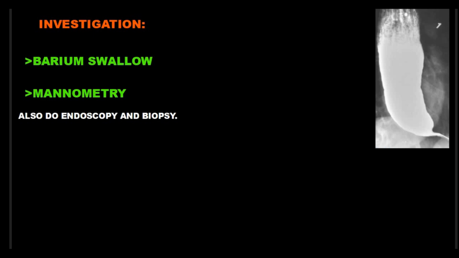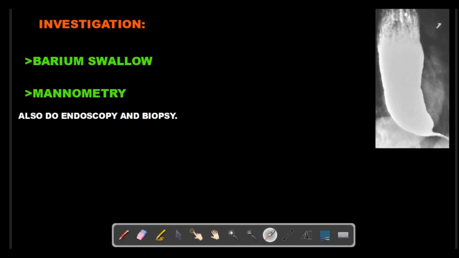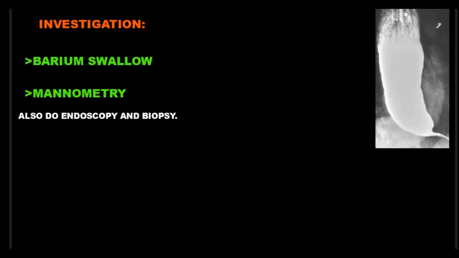Investigations. We can get a differential with the help of a barium swallow. We can see a bird's beak appearance in the barium swallow, as depicted in this X-ray right here. We can confirm the diagnosis with the help of a manometry. Since this is the first time I've mentioned it, let's talk about it.